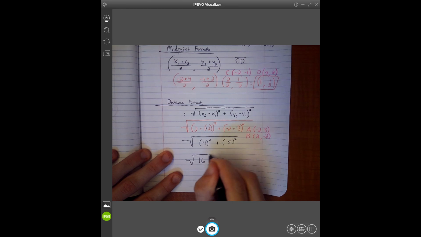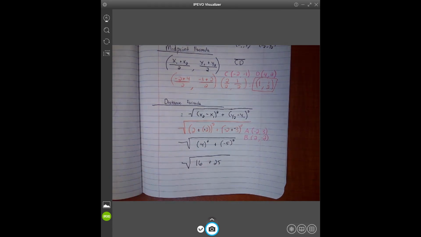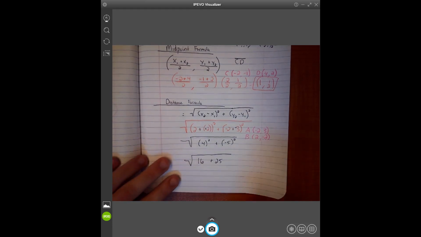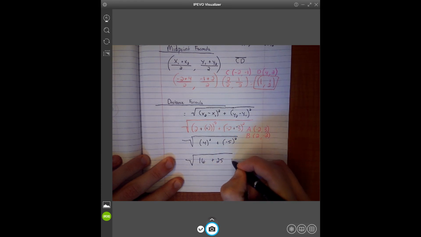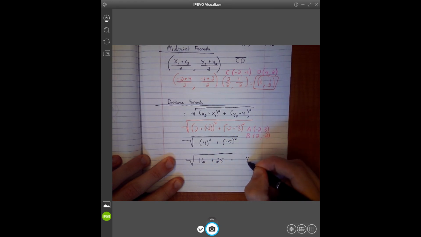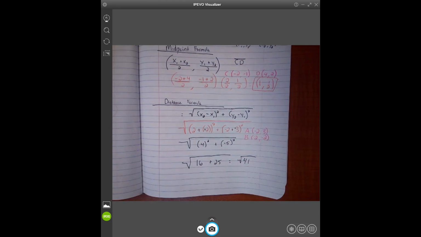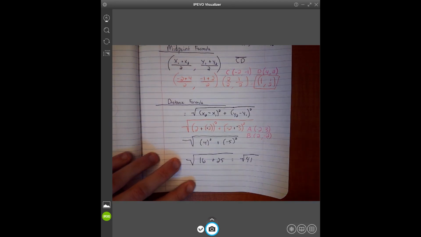We have the square root of all that. 16 plus 25, and then we are going to take the square root. That's going to give us 35 plus 6, which would be 41. Square root of 41. And so our distance, if I were to flip back real quick, hold on, let me go back over here, would be, we can leave it as this. If we wanted to, we could actually put that into a calculator.